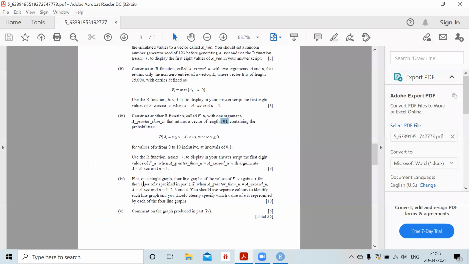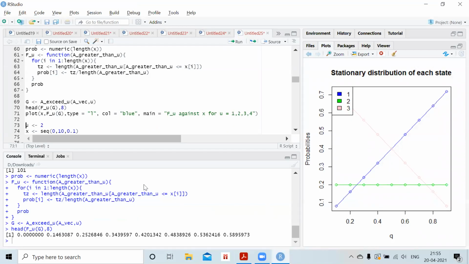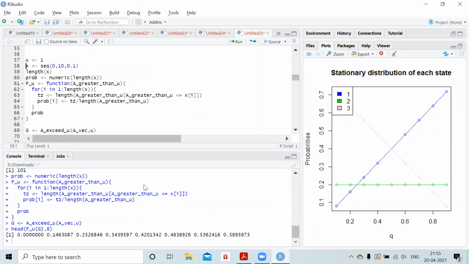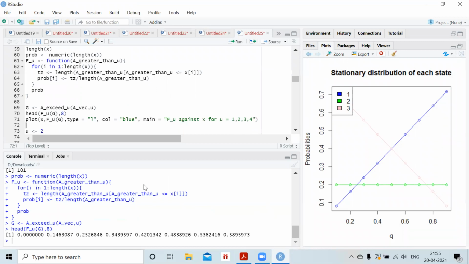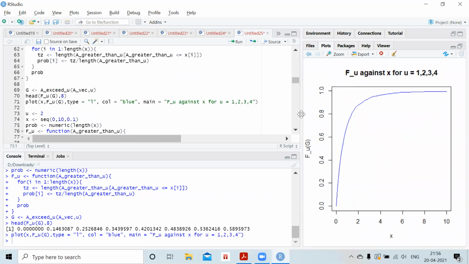Then they've said to plot on a single graph 4 line graphs of the values F_u against x for the values of x specified in part 3, when A greater than u equals this. Now we have been given different values of u: 1, 2, 3, 4. You should use separate colors to identify each line, and clearly specify which value of u is represented by which line. In my case, this is u equals 1. Since this is an overlapping part, for u equal to 1 you can just run plot of x comma F_u, type equals l, color equals blue. This gives me the first line.